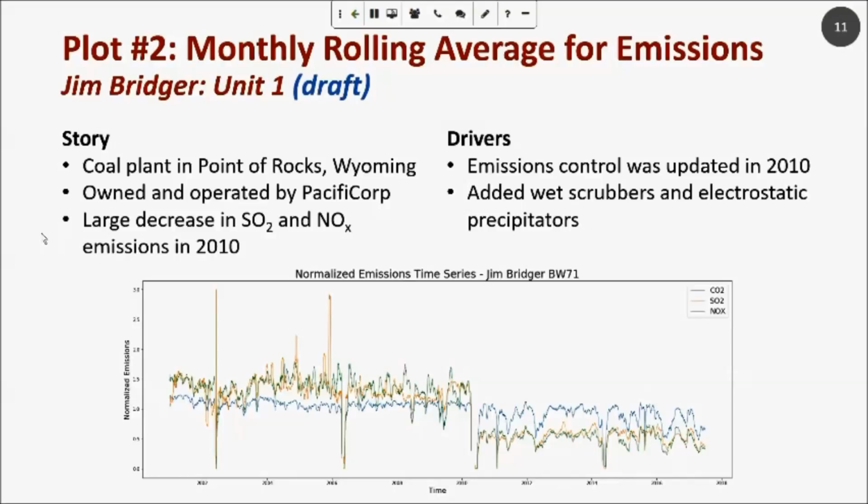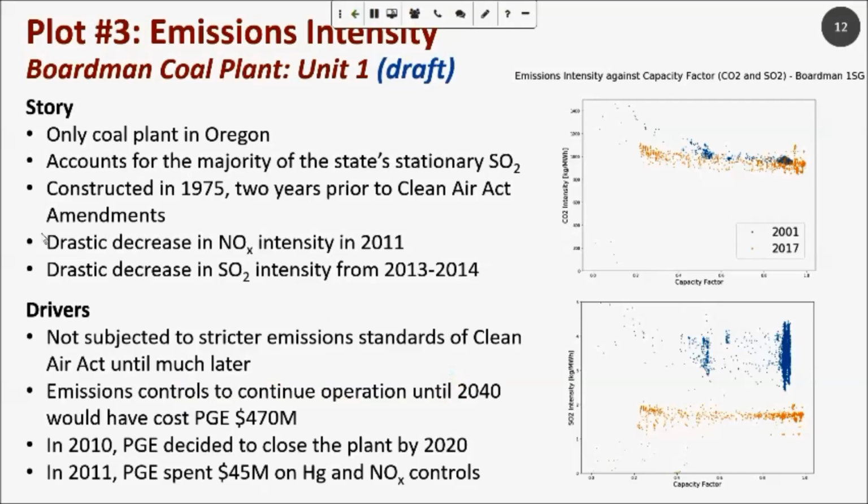All right, now we're looking at the third visualization, which is emissions intensity compared against the capacity factor of the plant. Again, the capacity factor is what the plant is generating out of what the plant can actually generate. So it's generation over its nameplate capacity. We're going to look at Boardman Coal Plant.